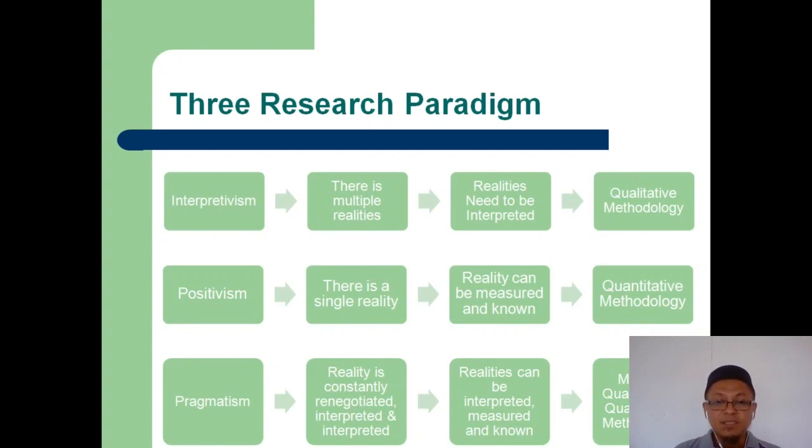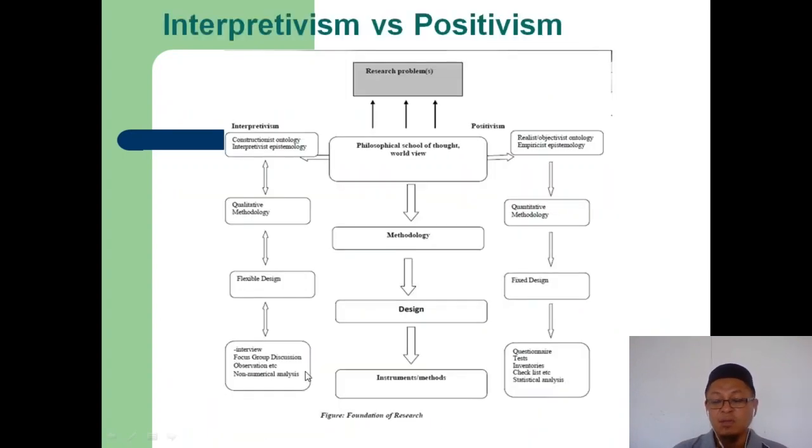Let's look at the differences in terms of reality and methodology again. Interpretivism, multiple realities; positivism, single reality; pragmatism, reality is constantly renegotiated and interpreted. So pragmatism adopts the understanding that reality needs to be interpreted, and the reality also can be measured and known. So the methodology will be qualitative for interpretivism, quantitative for positivism, mixed method for pragmatism. Okay, so this is another comparison between interpretivism and positivism.